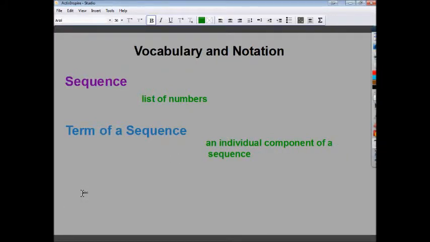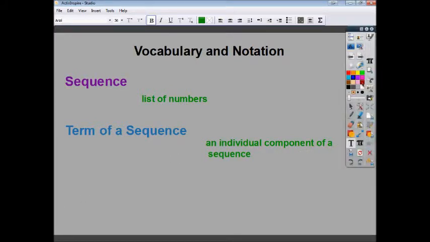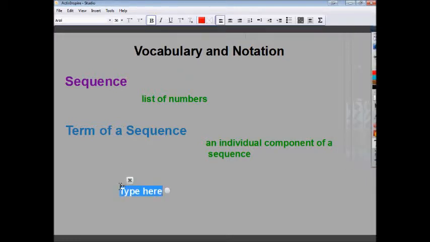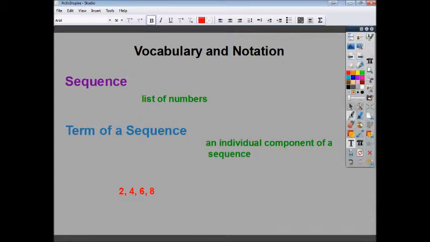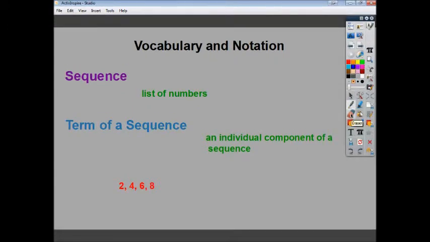Now let's make a sequence, a really simple one. I'm not going to try super hard to make this amazing sequence. I'm really going to be super lame here and say 2, 4, 6, 8 would be my sequence. Now, in my sequence, my term would be specifically any one of the numbers. 4 is a term of the sequence, 6 is a term of the sequence, so on and so forth.